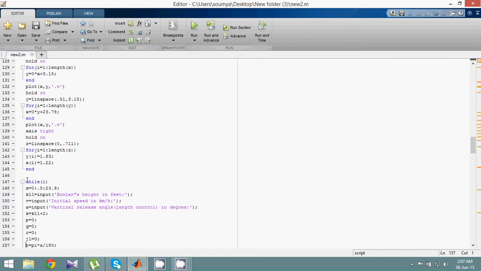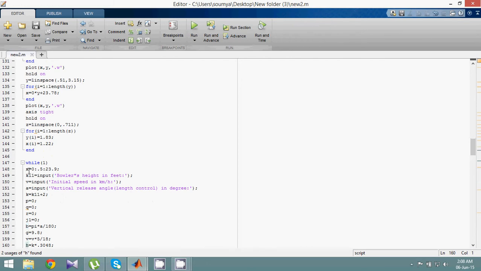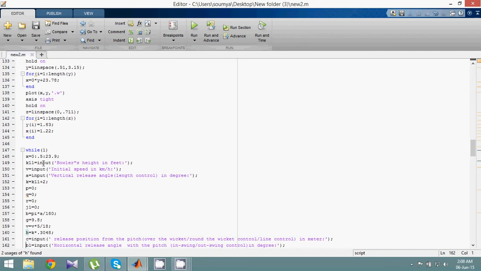Then I use the while loop. Why do I use the while loop? Because I want to take the input automatically after the simulation has ended. So I use the while loop, the never-ending loop. And that's basically the x direction of the projectile, 0 to 23.9. Then I use 5 inputs.